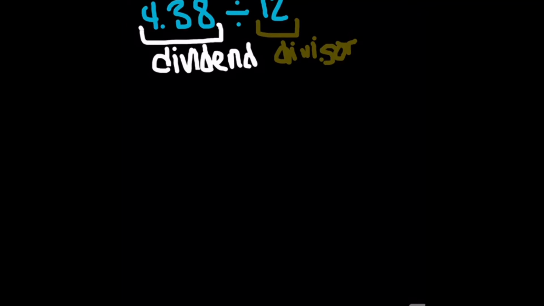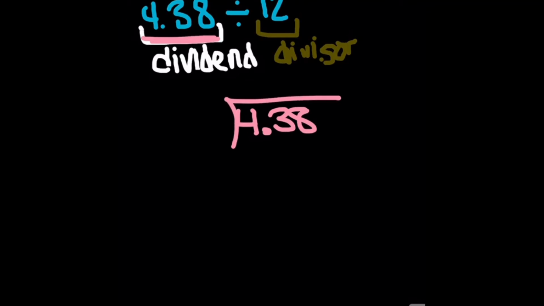Since 4.38 is first, this is our dividend, meaning it's going to go inside the house. And the divisor goes outside. So remember, if you have not done this, it's very important and significant: move up your decimal. Line it up, bring it up this way, do not forget it. If you don't do it now, you probably could forget it, and this could mess up your answer.